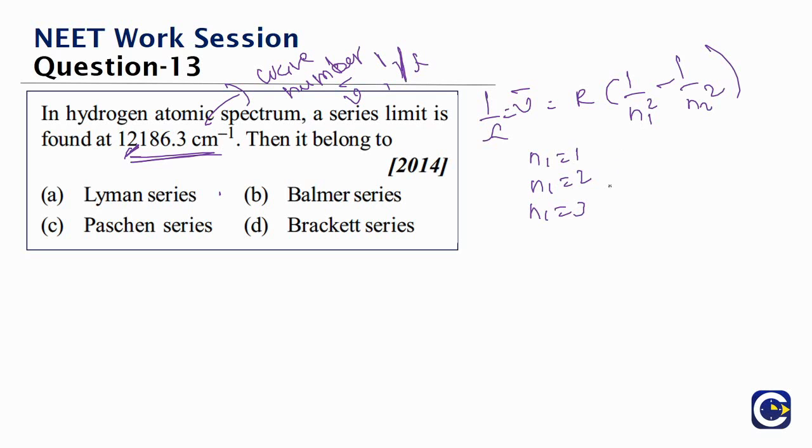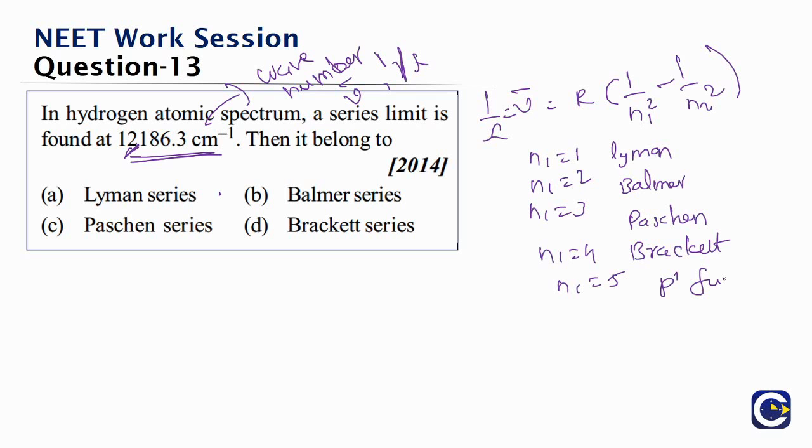So this is the Lyman series. This is the Balmer. n1 is equal to 3 for the Paschen, n1 is equal to 4 for the Brackett, n1 is equal to 5 for the Pfund.